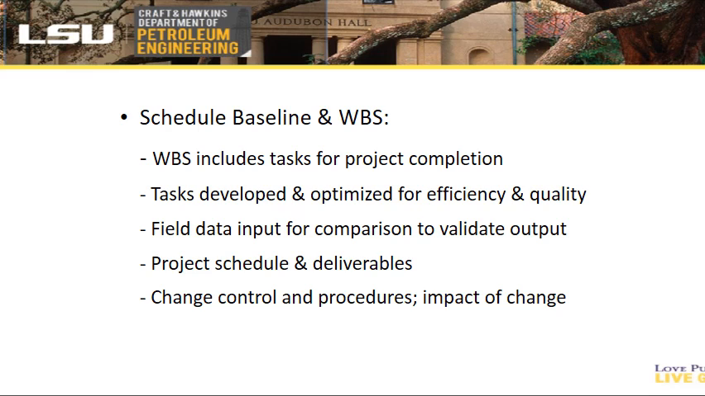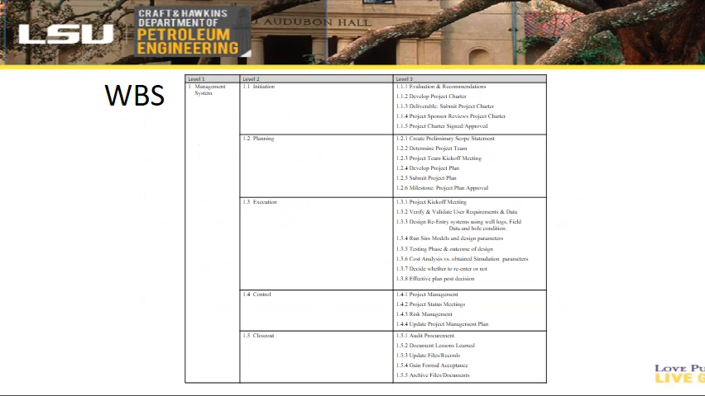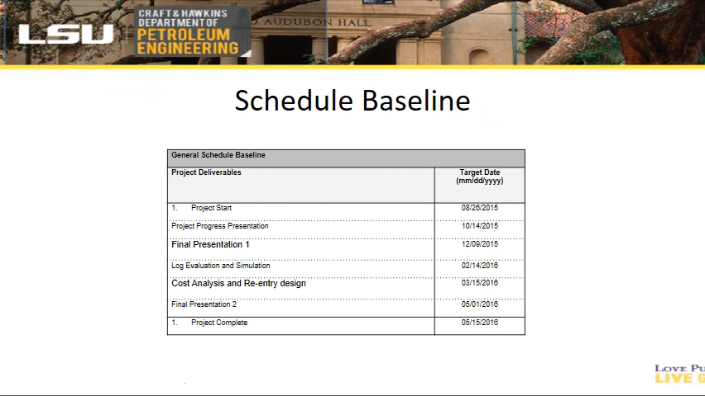The schedule baseline and work breakdown structure include tasks for project completion and tasks developed and optimized for efficiency and quality control. Field data is going to be an input for comparison to validate the output, and the project schedule and deliverables are discussed through this presentation. This is an example of the work breakdown structure. This is an example of the schedule baseline.